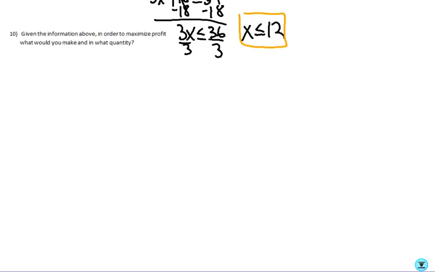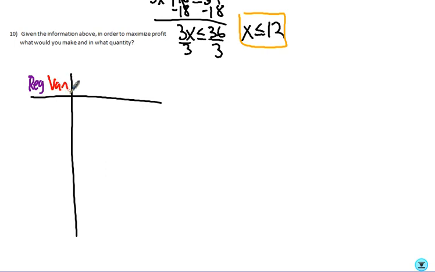Alright, so I'm just going to draw a little bit of a table here. And again, we had regular, and then we had vanilla. Right, so here's my point. And then the profit on it, it said that we made $20 for each regular. So 20 for each regular, right, so this would be X for regular, plus 25 for each vanilla. That's our Y. And then that's going to equal our profit.